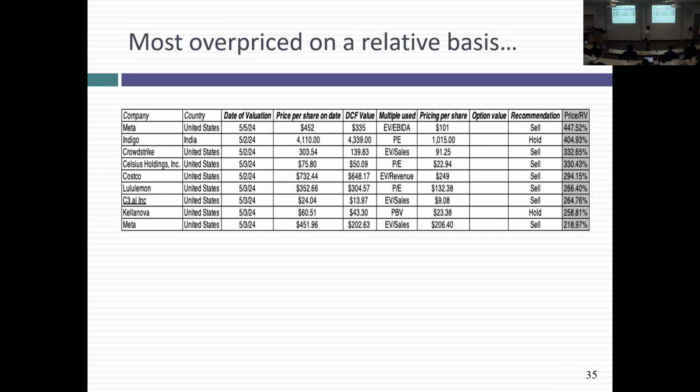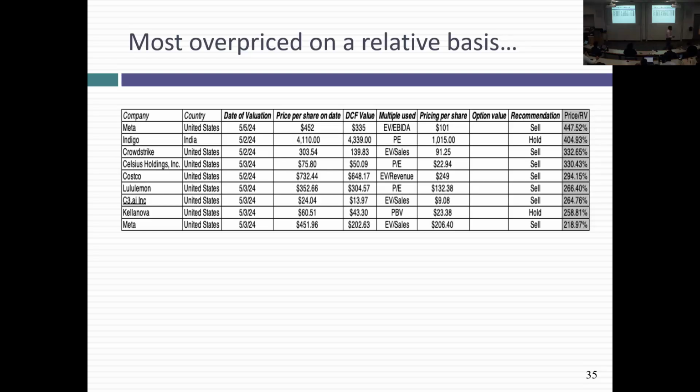Most overpriced on a relative basis. I hope this is not true because I own Meta. But Sydney, that's your company, right? That's your pricing. Your DCF value did give you a more... I'm looking for some kind of comfort here. No. Yeah, I think I put my trust... Yeah, but you did still sell. Yeah. But the DCF value was like 400, 350 or something like that, closer to the 400.